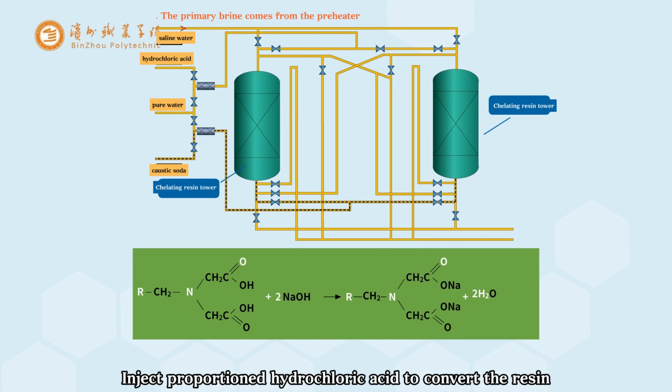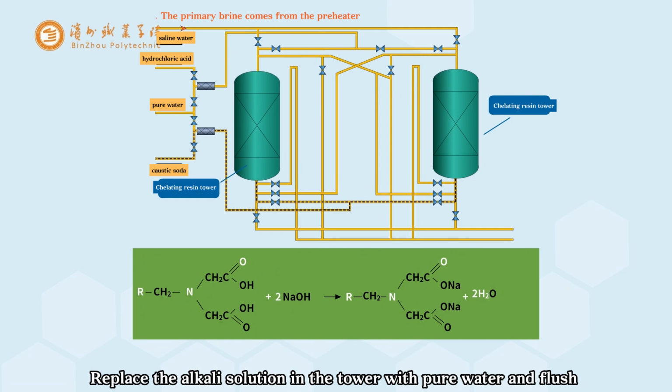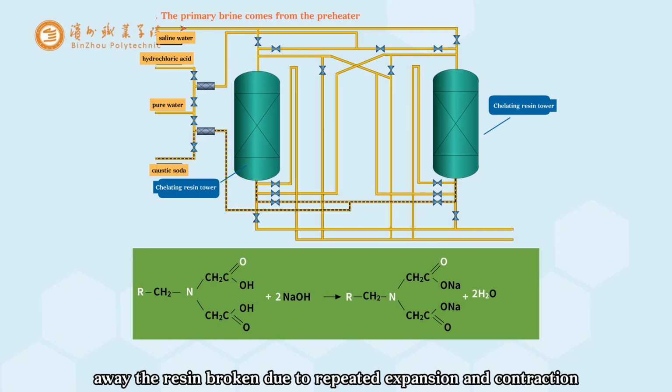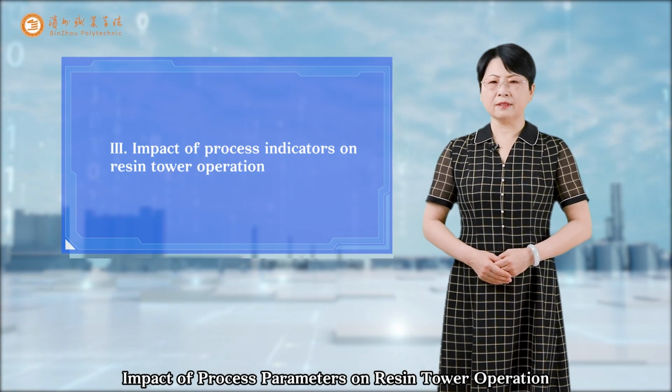Inject proportioned hydrochloric acid to convert the resin adsorbed with metal ions into hydrogen form resin. Add pure water to replace the acidic solution in the tower. Then inject proportioned alkali solution to convert the hydrogen form resin into sodium form resin. Replace the alkali solution in the tower with pure water and flush away the resin broken due to repeated expansion and contraction.